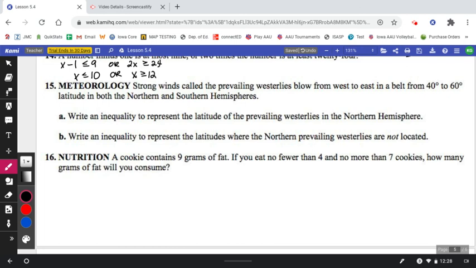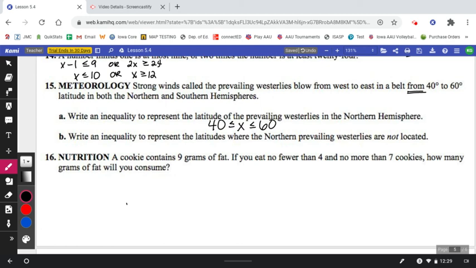Strong winds called the prevailing westerlies blow from west to east in a belt between 40 to 60 degrees latitude in both the northern and southern hemispheres. Write an inequality to represent the latitude of the prevailing westerlies in the northern hemispheres. So if they're in between 40 to 60, I'm going to put x in the middle. It says from 40 to 60, so I'm actually going to use the included, the equal to.